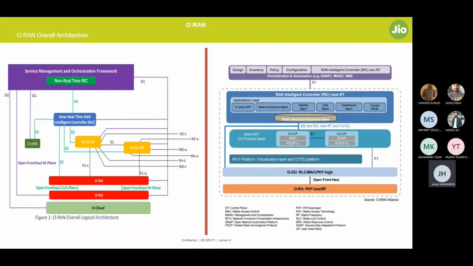Now, this control plane is connected via interface E1 with the CU-UP, central unit user plane, which contains SDAP and also PDCP-U, packet data convergence protocol for user plane, and SDAP. Those all together in one layer are connected via interface E2 with the RIC.